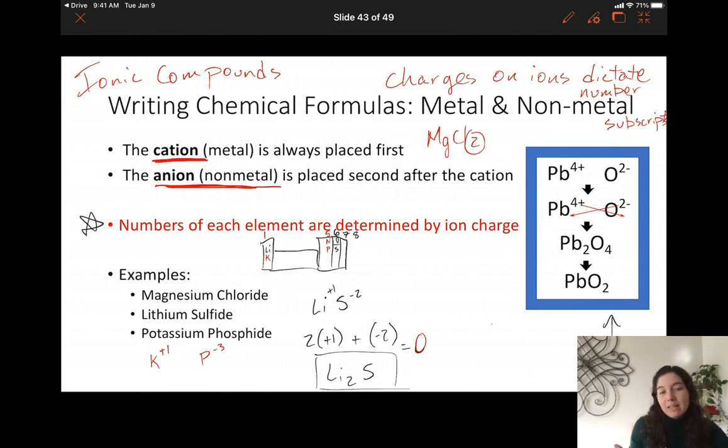So we're going to combine these, and we know that we need 3 potassiums in order to equal out the charge of the phosphorus. So K3P is how you would write this one. Let's take a look at the shortcut now.